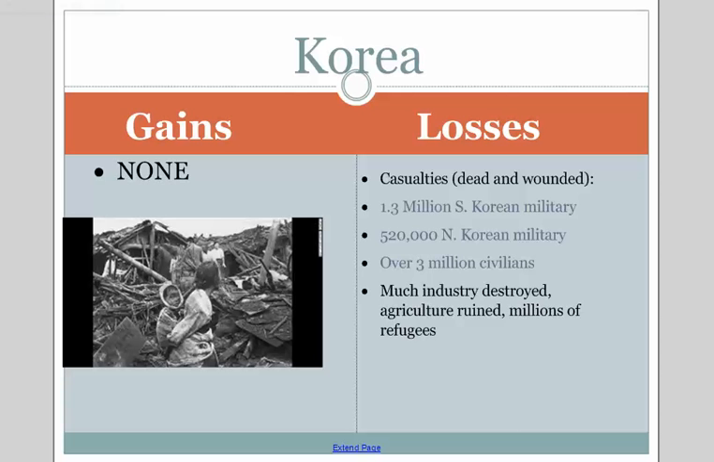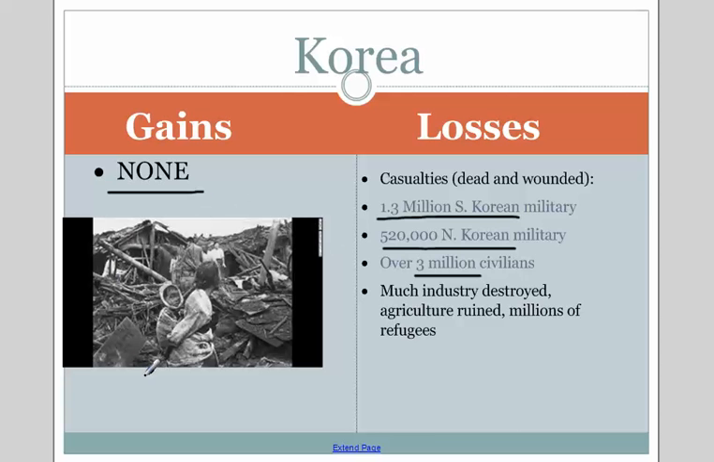So we'll start by looking at Korea and its gains and losses. So first of all, Korea gains essentially nothing. No good really comes to Korea out of this. The entire war is fought on the peninsula of Korea in both North and South Korea. There are many dead, there are many wounded. As we look at the losses side, casualties: 1.3 million South Koreans, over 500,000 North Koreans, and over 3 million civilians on both sides. So you're really looking at devastation.